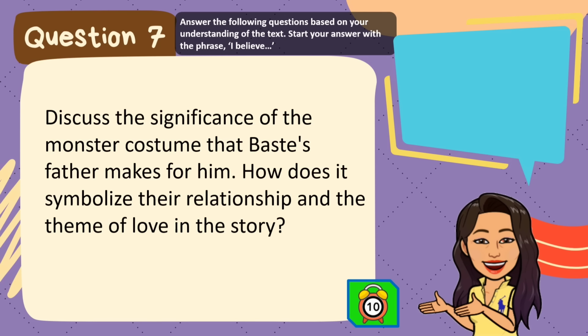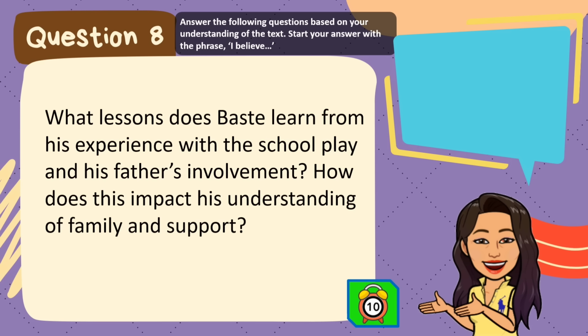Question number 7. Discuss the significance of the monster costume that Bastet's father made for him. How does it symbolize their relationship and the theme of love in the story? Question number 8. What lessons does Bastet learn from his experience with the school play and his father's involvement? How does this impact his understanding of family and support?